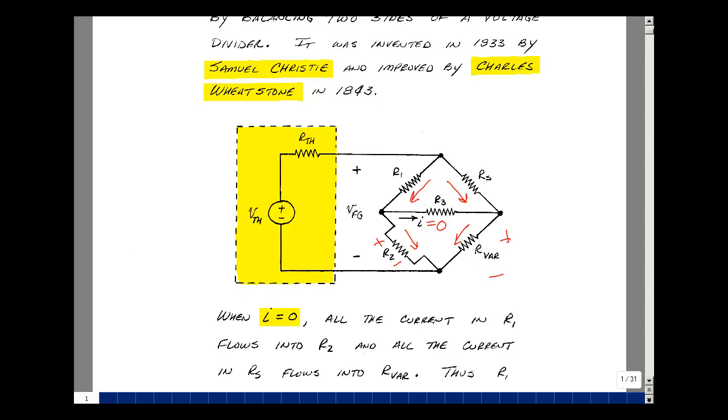Now further, if the current in this resistor is 0, then the voltage across it is also equal to 0, because the voltage is equal to the current times the resistance, but the current is equal to 0. Now what that implies is that this voltage equals this voltage. In other words, the rise in voltage would equal the drop of 0 plus this. We're going to use that to solve for what's called a balance condition on the next page.